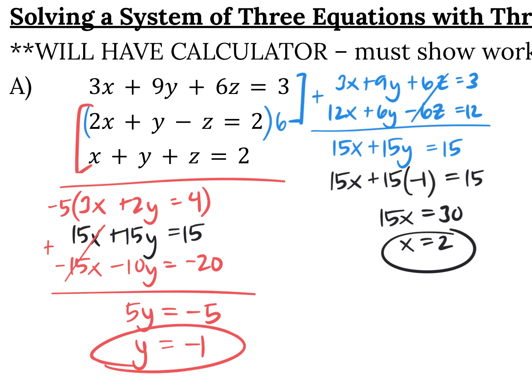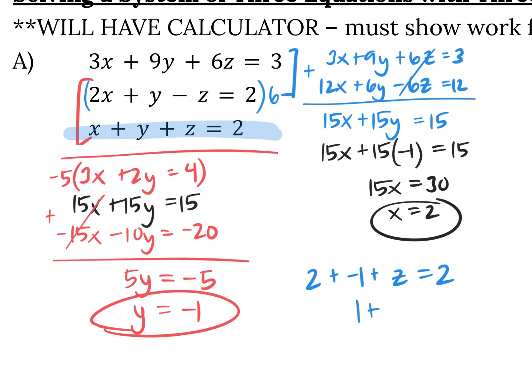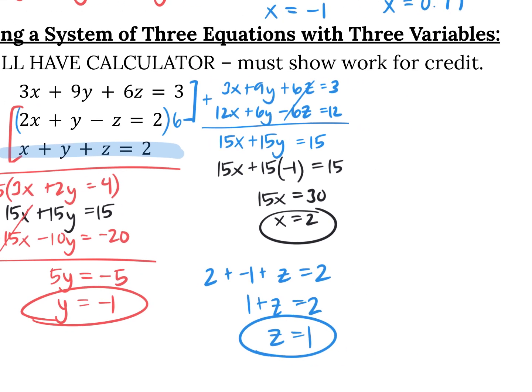So I'm going to go ahead and choose this last equation here just because it'll be the easiest to plug in. So I've got 2 plus a negative 1 plus z is equal to 2, which means 1 plus z equals 2, so z is equal to 1. And again, final answer should be written as a coordinate. So as a coordinate, this should be 2, negative 1, and 1.